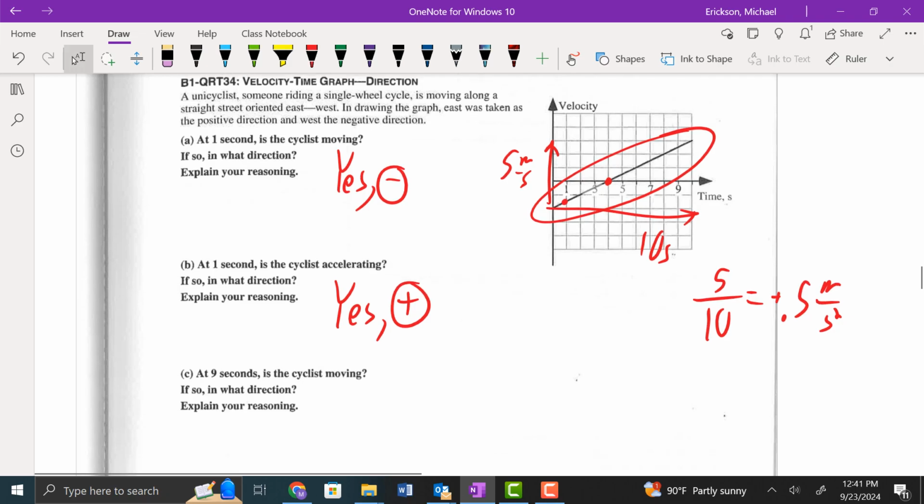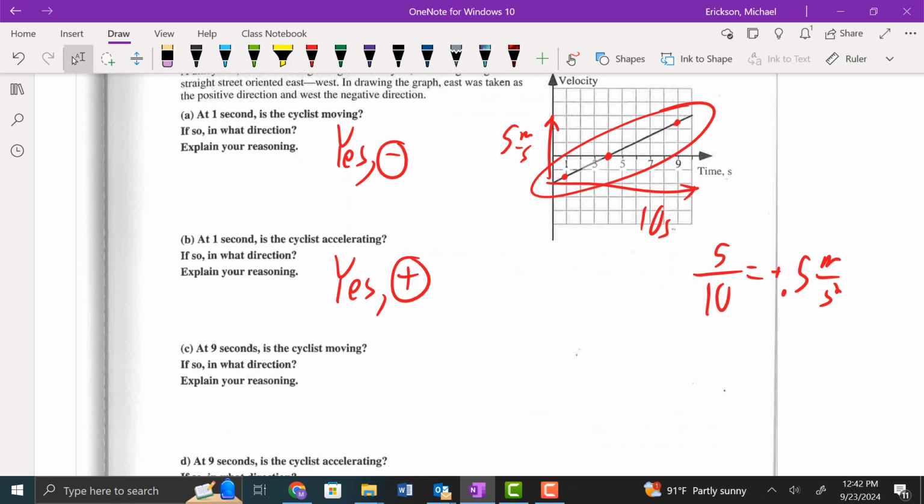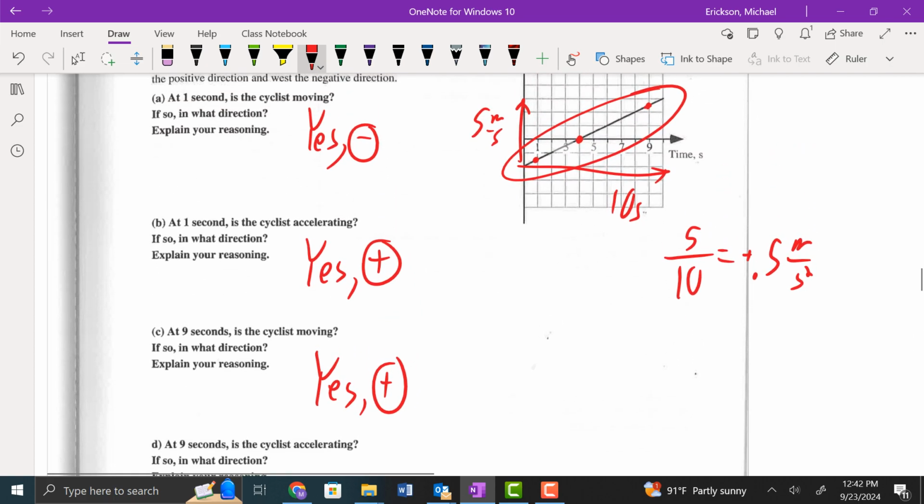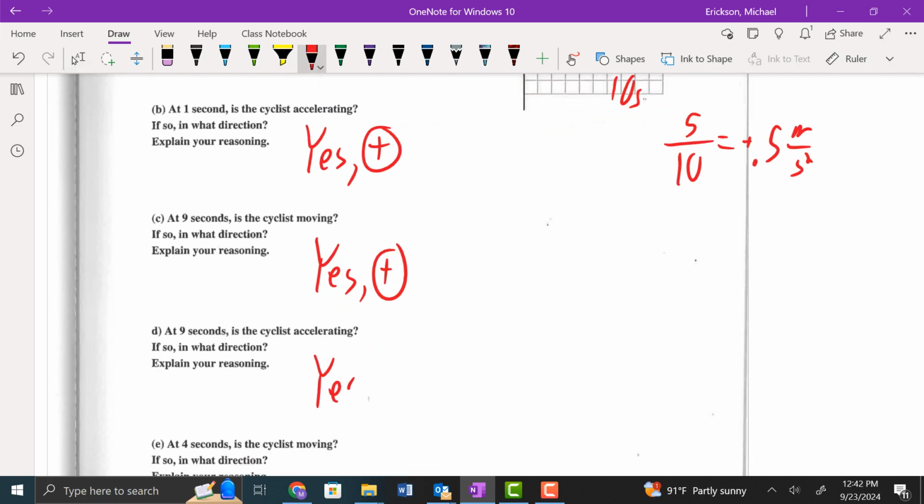At 9 seconds, are they moving? Yeah, it looks like they're moving. I go over here, it looks like they're at 4.5, or no, they're at 2.5 meters per second. So yes, they're in the positive direction. They're in the positive region. Remember, velocity time graphs are very literal of how your movement is. So if you look at the graph, that's where you are. At 9 seconds, are they accelerating? So yes, and it's a constant acceleration. Whatever I got up here is the same down here.